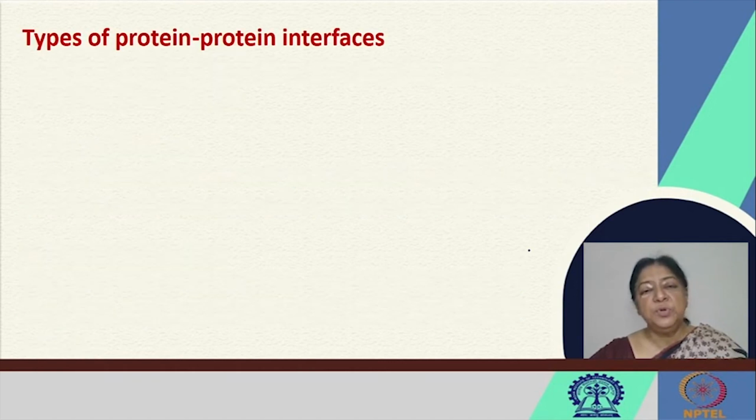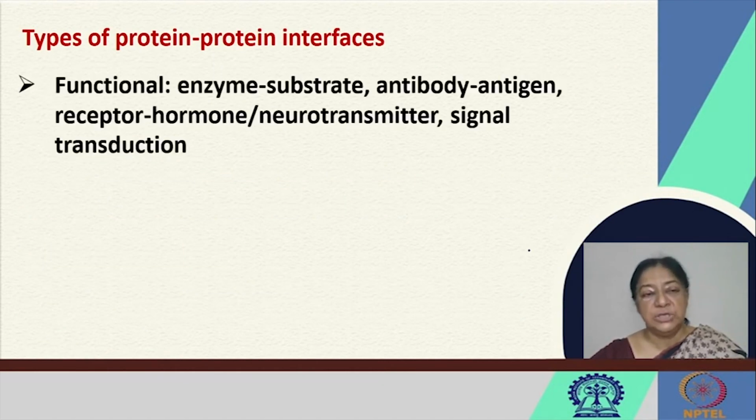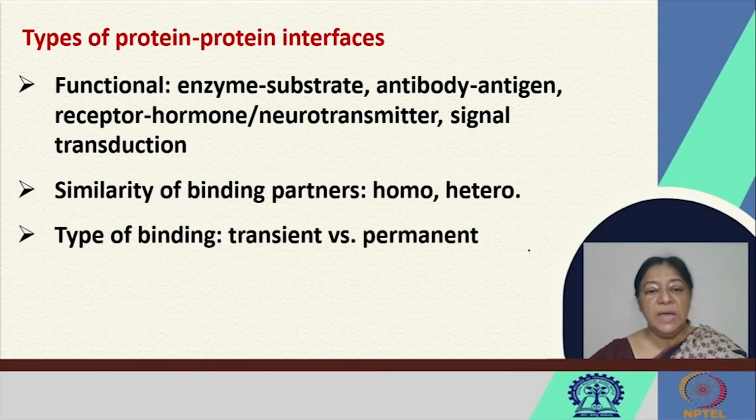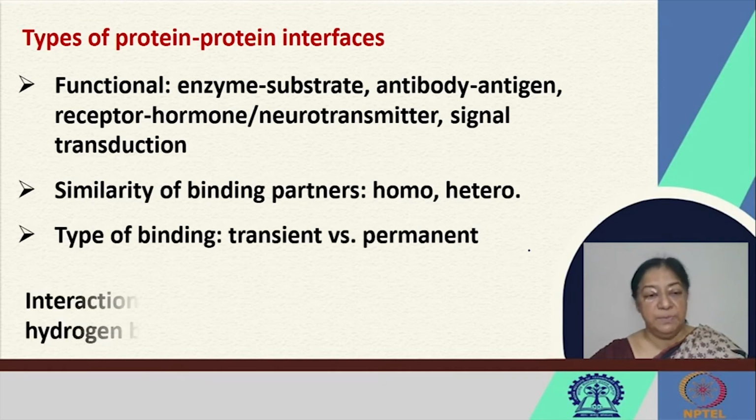So the types of protein-protein interfaces that we have here can be of a functional type. They could be enzyme, substrate, antibody, antigen, receptor, hormone, or signal transduction type. There can be a similarity of the binding partners. They could be similar, which could be in a homotype or a heterotype. And the type of binding can be transient or permanent.